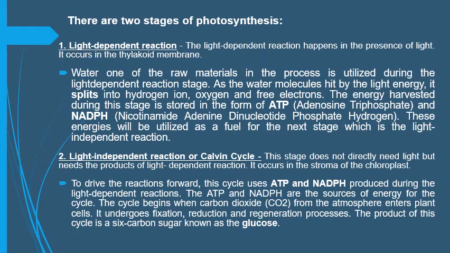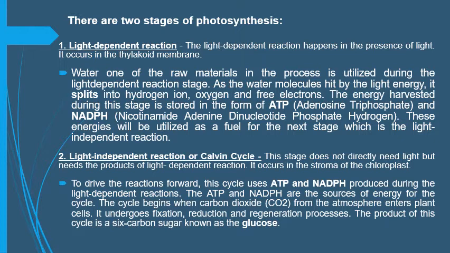The energy harvested during this stage is stored in the form of ATP, adenosine triphosphate, and NADPH, nicotinamide adenine dinucleotide phosphate hydrogen. These energies will be utilized as fuel for the next stage, which is the light-independent reaction. For the light-independent reaction or Calvin cycle, this stage does not directly need light, but needs the products of the light-dependent reaction. It occurs in the stroma of the chloroplast. To drive the reactions forward, this cycle uses ATP and NADPH produced during the light-dependent reactions. The ATP and NADPH are the sources of energy for the cycle.